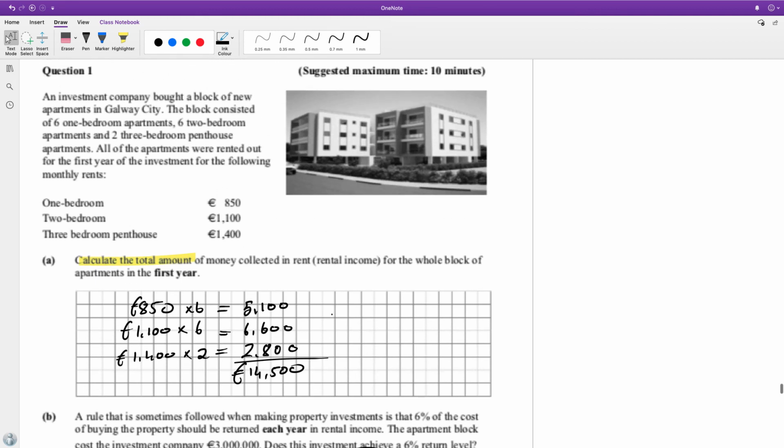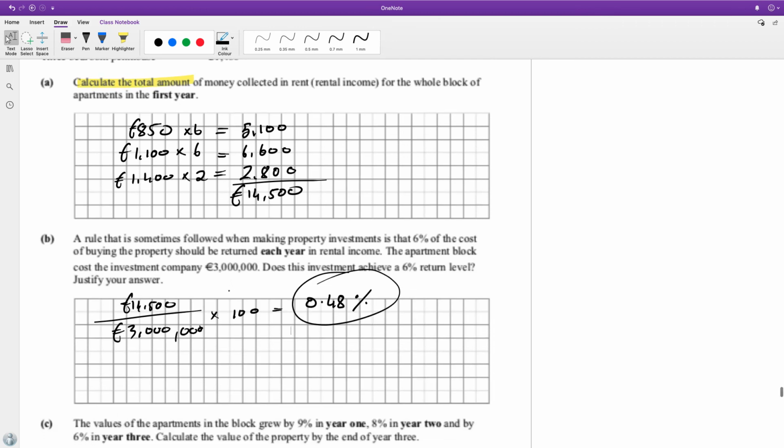Let's make sure. An investment company bought a block of new apartments in Galway City. The block consisted of six 1-beds, six 2-beds, and two 3-beds. And all the apartments were rented out for first year investment, monthly rents. Don't need to multiply them all, just multiply that by 12. I knew there was something we were missing.